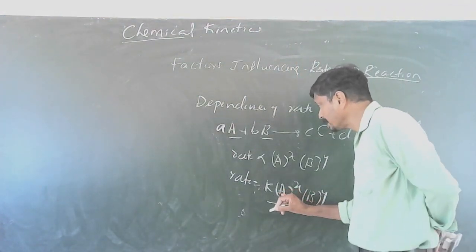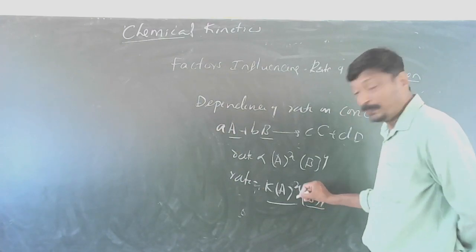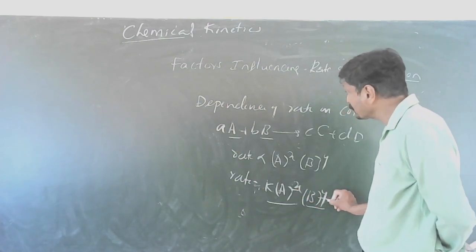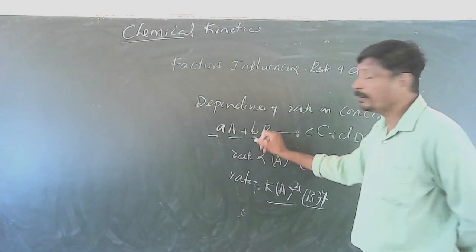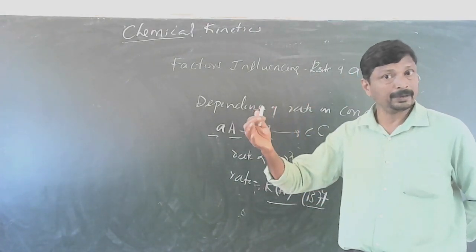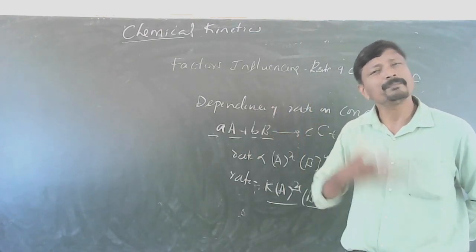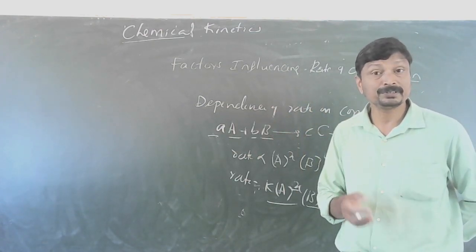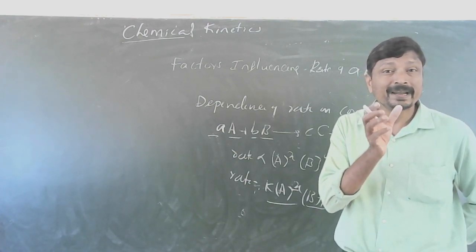Each concentration term is raised to a power which may or may not be the same as the stoichiometric coefficient. X may be equal to A or may not be equal to A. In some cases it may equal A. So this is called a rate law or rate expression.